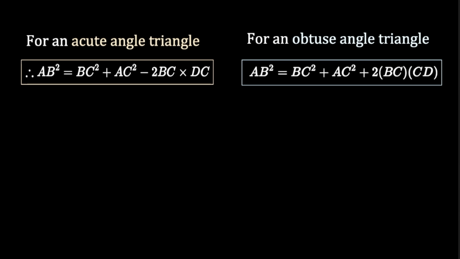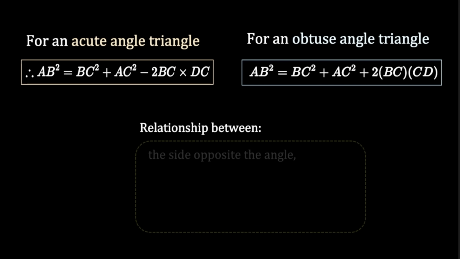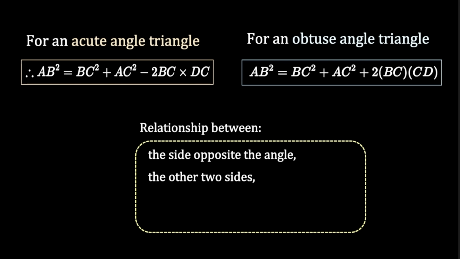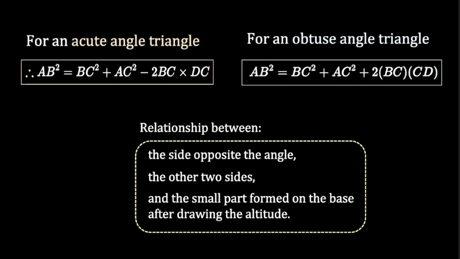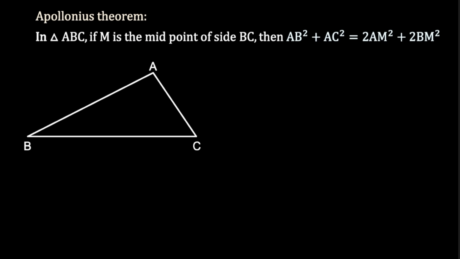In both the cases, we found a relationship between the side opposite to the angle, the other two sides, and the small part formed on the base after drawing the altitude. Now we are going to use these results to prove a very important theorem called Apollonius Theorem. Apollonius Theorem states that in triangle ABC, if M is the midpoint of the side BC, then AB square plus AC square will be equal to twice of AM square plus twice of BM square.